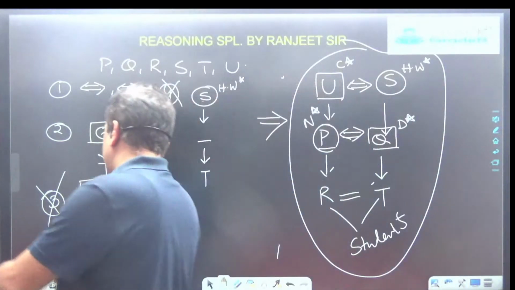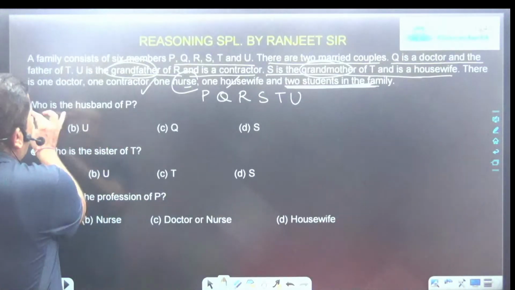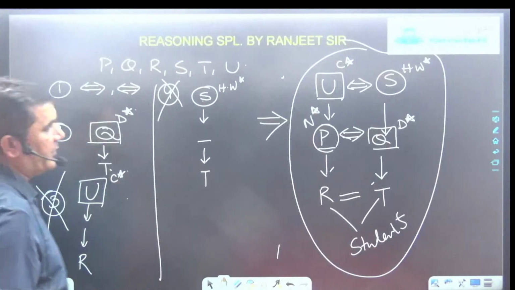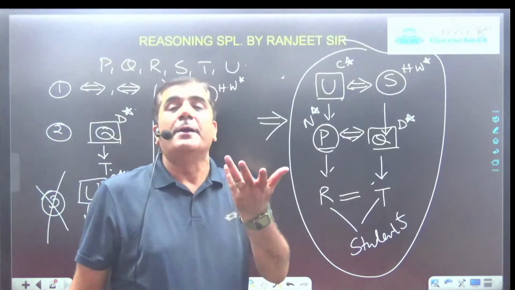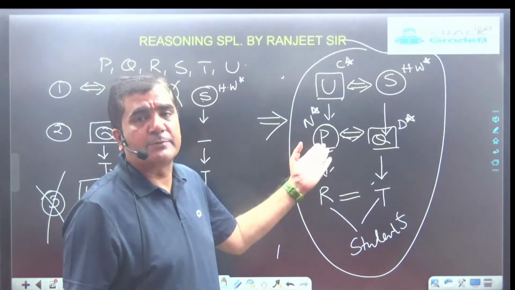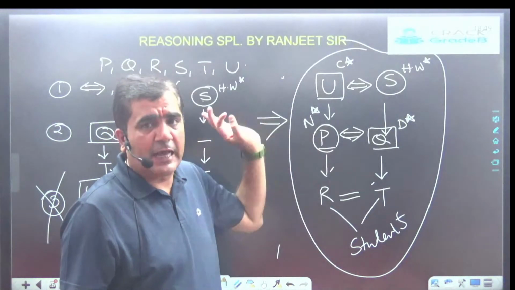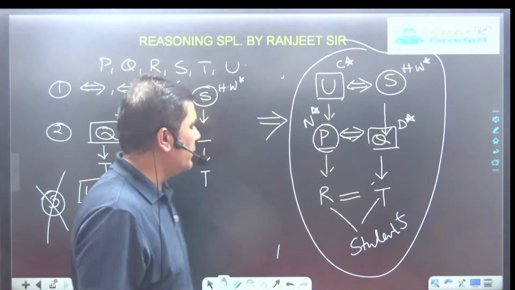Now let's start with question number 1. Who is the husband of P? See, who is the husband of P means what? P must be female. Here also P comes out to be female. So our family tree is absolutely correct. So answer is Q.